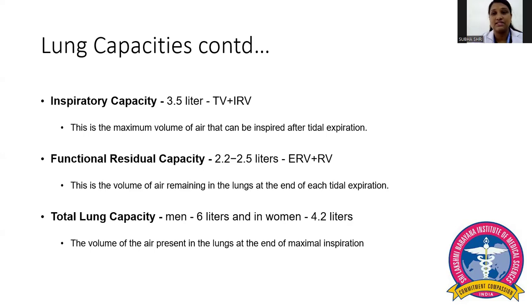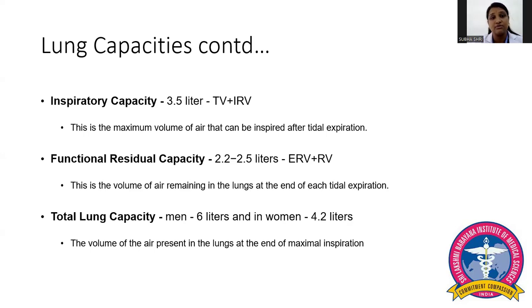The third capacity is functional residual capacity. Residual, before we have seen, is residual volume. Usually you will get confused between residual volume and functional residual capacity. Here it is also residual, that is remaining air only, but a little different. Functional residual capacity is the volume of air remaining in the lungs after a tidal expiration.